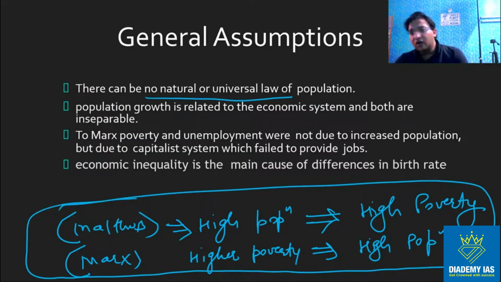leads to high poverty or high poverty leads to high population. Give your views in support of your view. Okay? So in that case, we have to quote both of these theories, and we have to quote the criticism of both of these theories, and then we have to give the suggestion. The suggestion is that none of these theories is completely true, right? None of these theories is completely true.